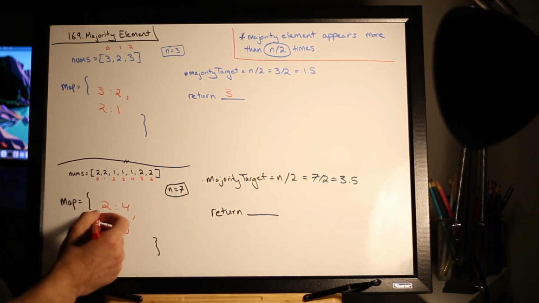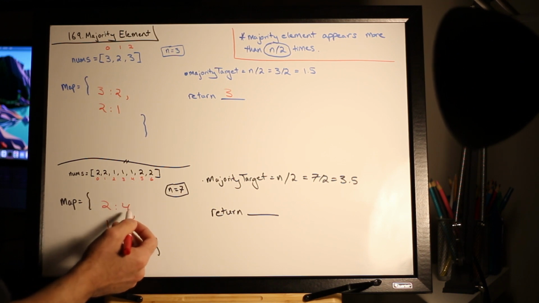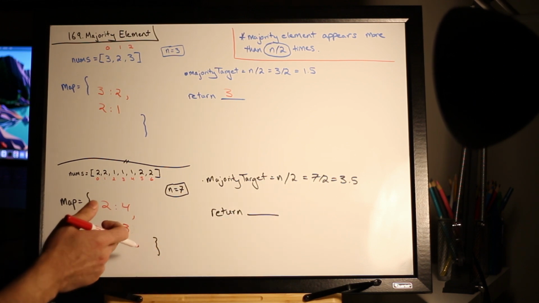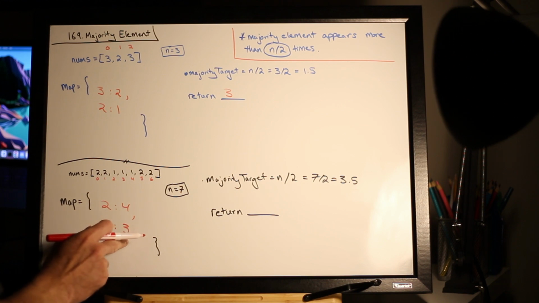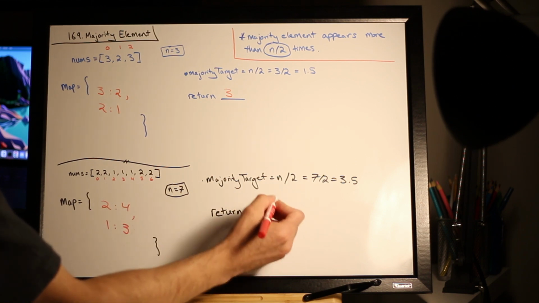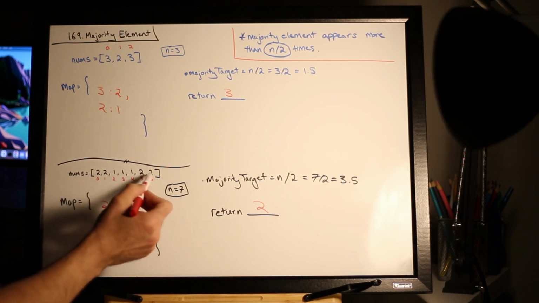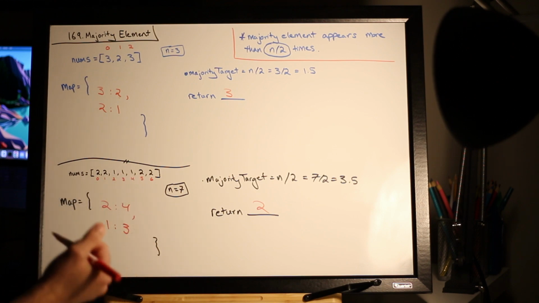First value in our map is this 4. That's greater than 3.5. So we don't even have to check this technically. But if you want to, this 3 is not greater than 3.5, so we wouldn't return that in any case. So this 4 is the correct majority target, and our key for that is 2. So we'll just return 2. And that is the correct number because we have 4 2s occurring in this nums array and 3 1s. Great.